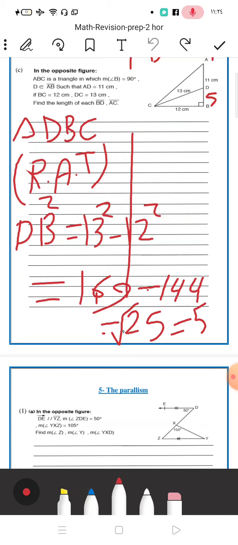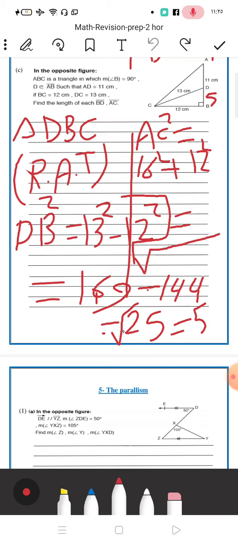Now we can find the length of what? The length of AC. Now we can find the length of AC. So AC to the power 2 will be equal to, 11 plus 5 equals 16, 16 to the power 2 plus 12 to the power 2. Okay, so the length of AC will be equal to the square root of 16 to the power 2 plus 12 to the power 2, and you can find the result by using your calculator.